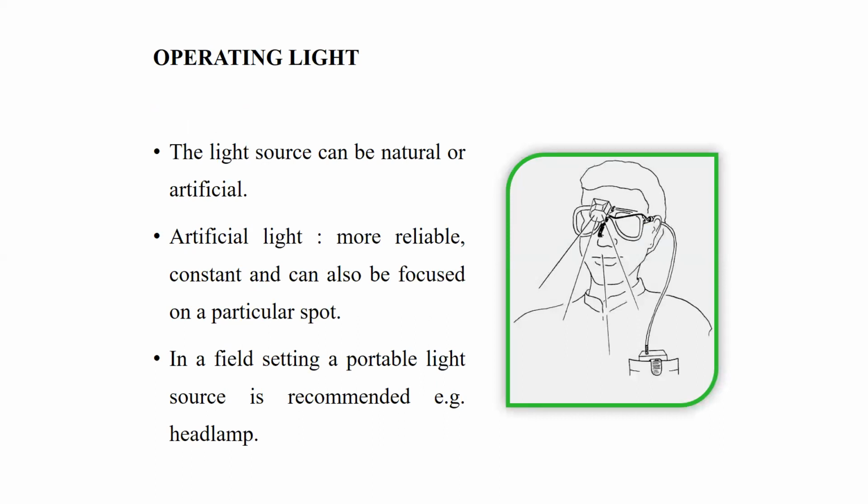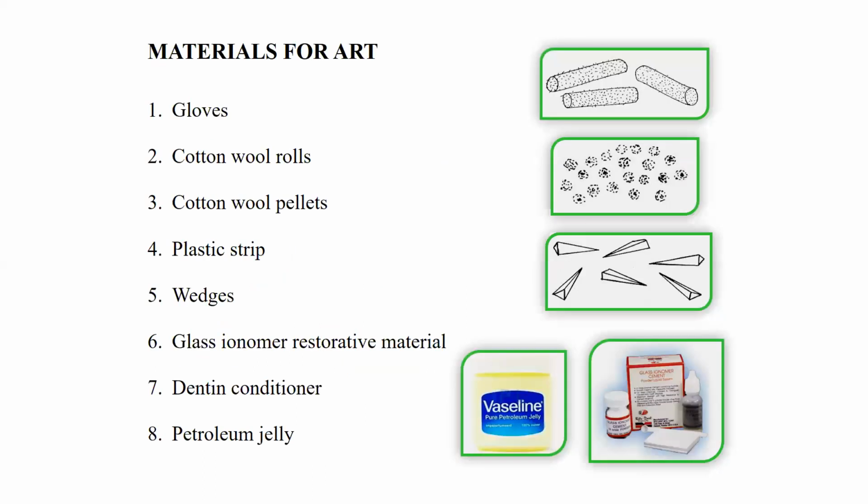Now we'll be talking about the operating light. The light source can be natural or artificial light. Artificial light is more reliable, constant, and can also be focused on a particular spot. In a field setting, a portable light source is recommended, for example, a head lamp. Now the materials used for ART. The materials we would be requiring are gloves, cotton wool rolls, cotton wool pellets, plastic strips, wedges, glass ionomer restorative material, dentine conditioner, and petroleum jelly.